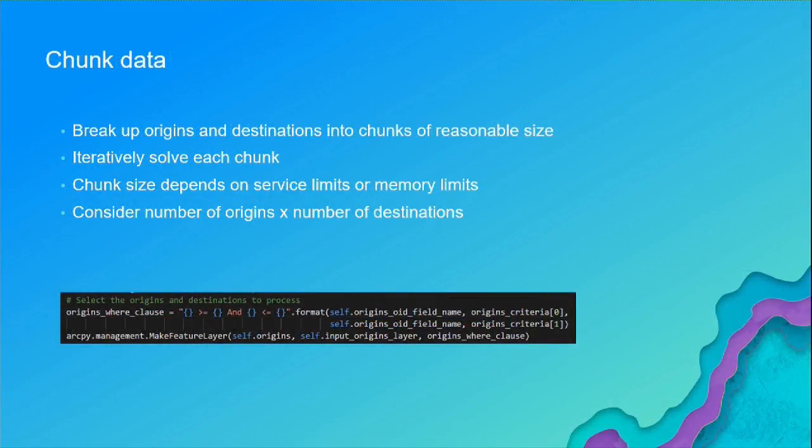So then once you've cut down the problem as much as you can, chunk up your data. So you'd want to break up the origins and destinations into chunks of a reasonable size. How do you determine what size is reasonable? Well, it kind of depends on your memory limits or your service limits, and that's really going to depend on your own machine. But just remember that the result of an origin destination cost matrix is the number of origins times the number of destinations. So consider how much output you can hold in memory when you're considering your chunk size. So when you've got your chunks, then you can iteratively solve the problem against each of these chunks and then combine the result in the end.